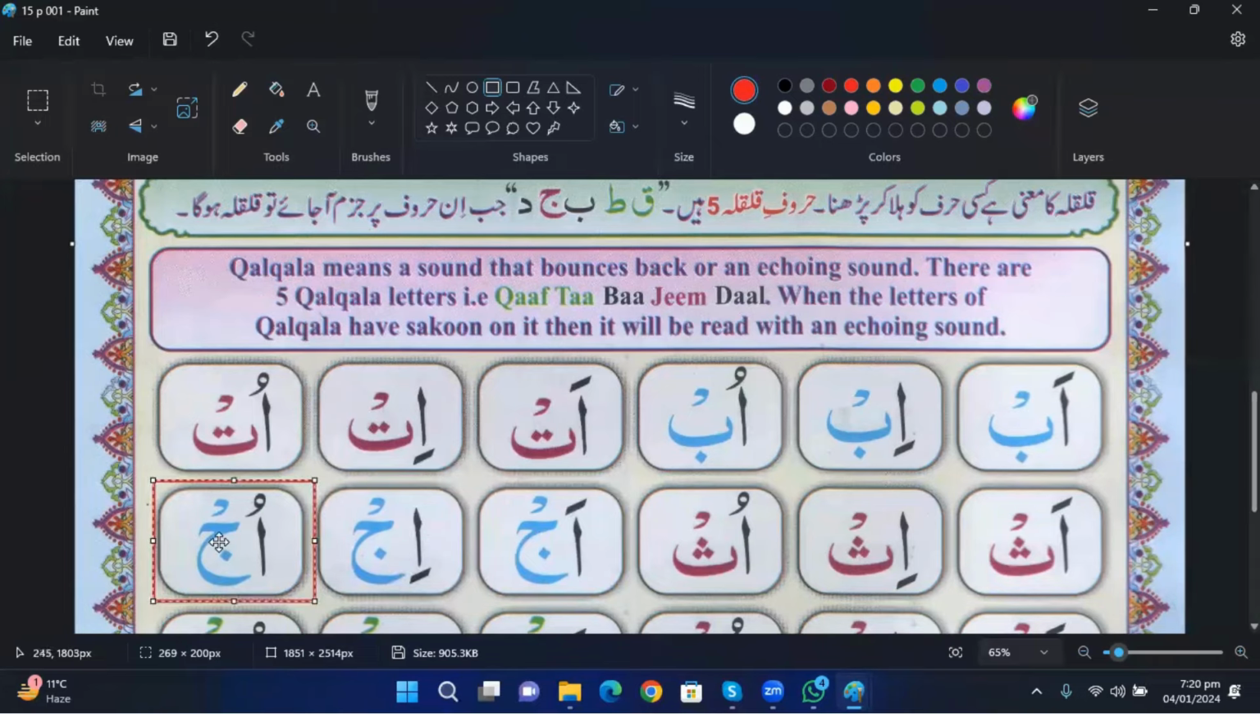Don't read them like Hamza Fatha Jim Aj, Hamza Kasra Jim Ijdo. Read them as Hamza Fatha Jim Sukun Aj, Hamza Kasra Jim Sukun Ij, Hamza Dama Jim Sukun Uj.